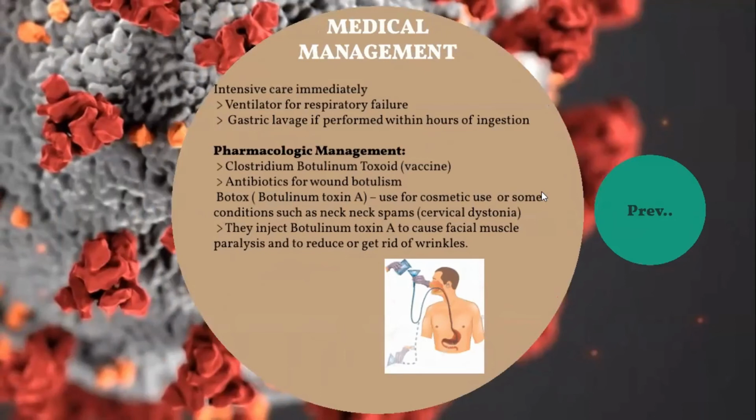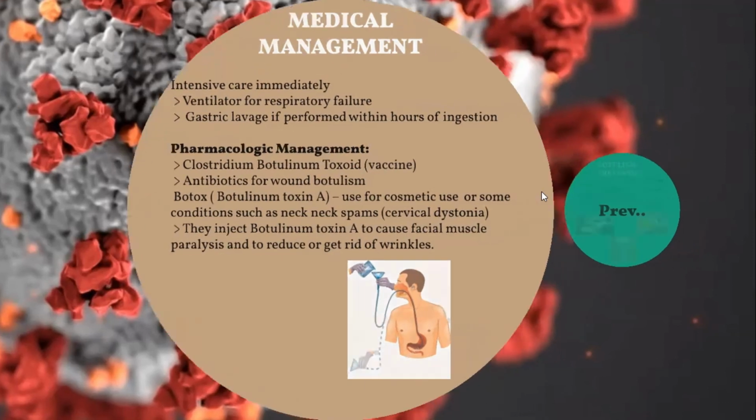So many of us are familiar with Botox. Actually, it is botulinum toxin A. Scientists cultivate botulinum and the spores to produce this type of toxin, which is widely used for cosmetic use. They inject the botulinum toxin A to cause facial muscle paralysis and to reduce or get rid of wrinkles. This can also be indicated for conditions such as neck spasm or cervical dystonia.